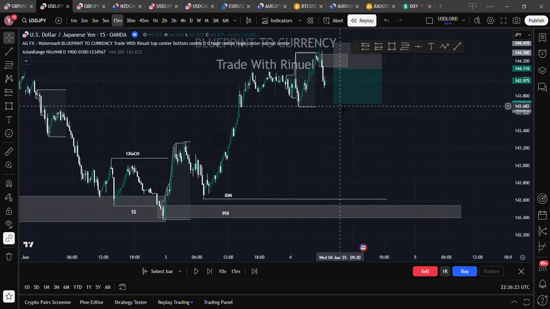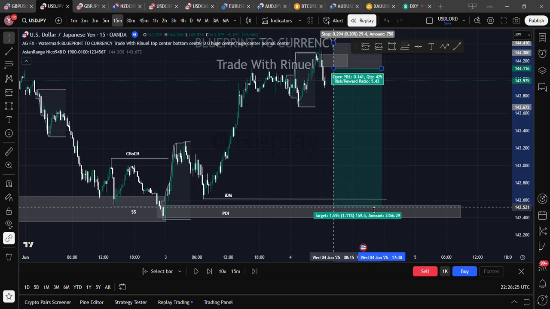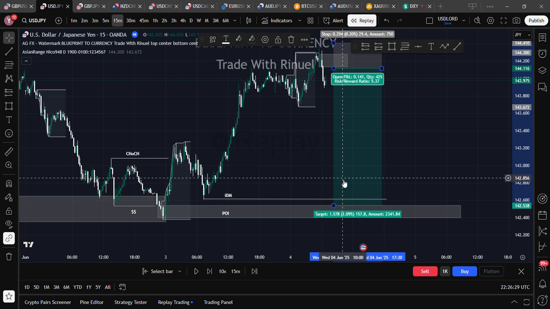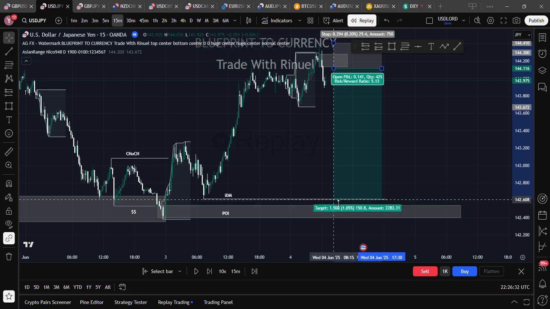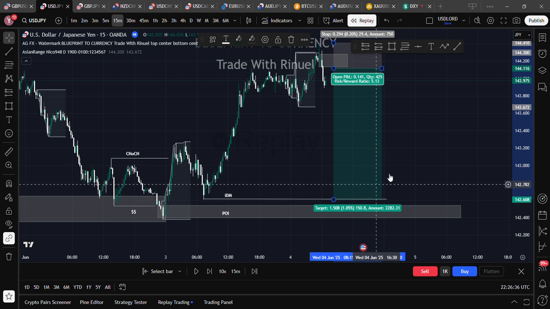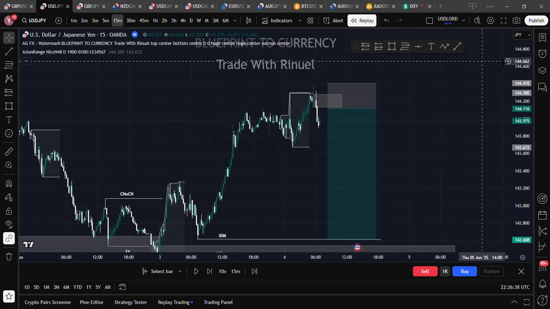My take profit is supposed to be here, because why? I'm expecting price to tap into this zone then take a buy, but I just had to put it here because by the time price got here, it was already getting to market close, so I had to take profit here. So let's do the normal thing and play it and watch how price started behaving.